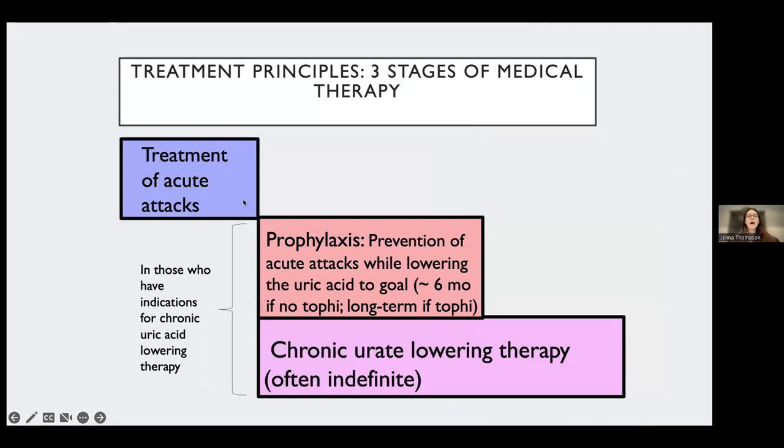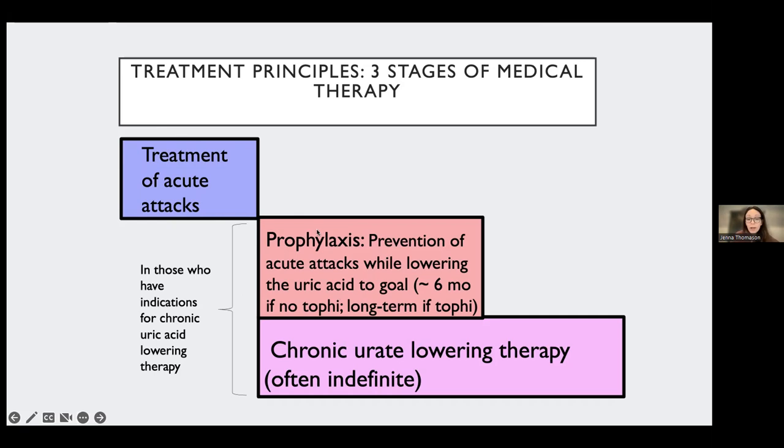So there are three stages of medical therapy with treating patients with gout. And this goes back to our question that we were going over. That patient had had several attacks. I don't know whether they were treated or not, but he was initiated on chronic urate lowering therapy with allopurinol, but he was not given anything to protect him from flares.